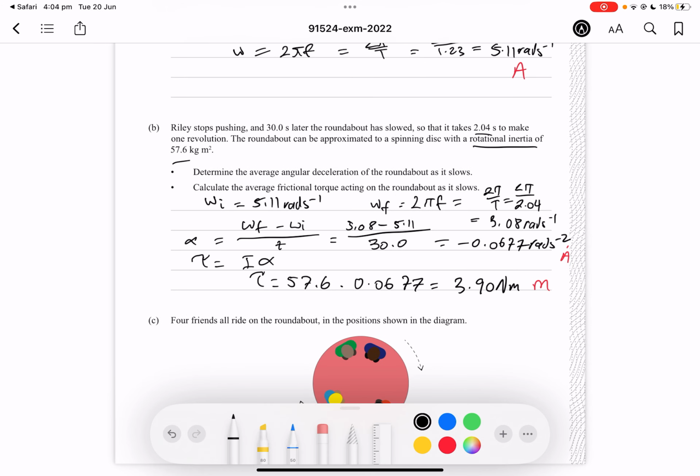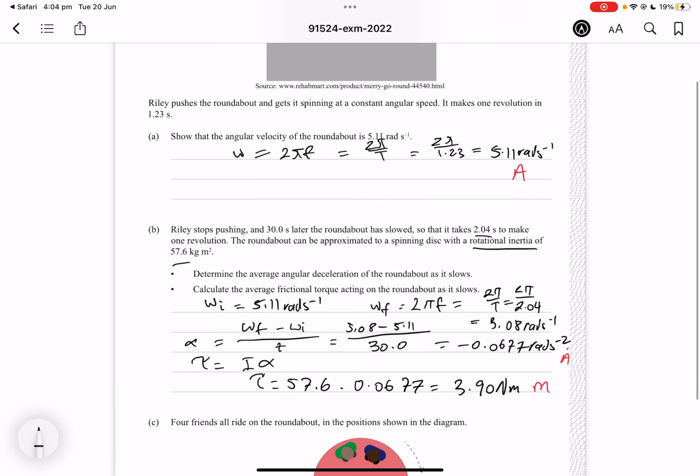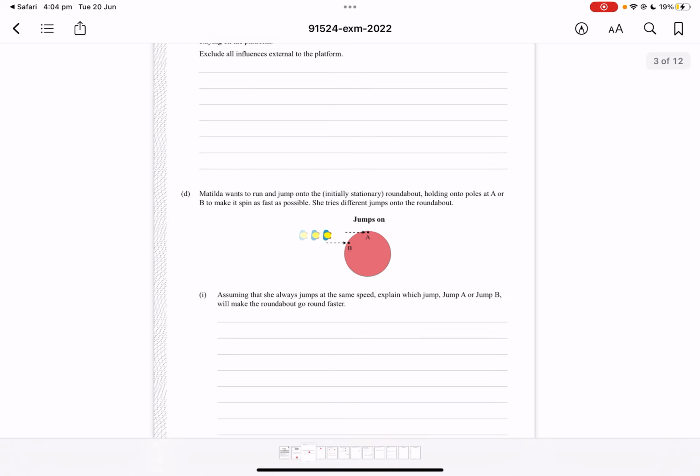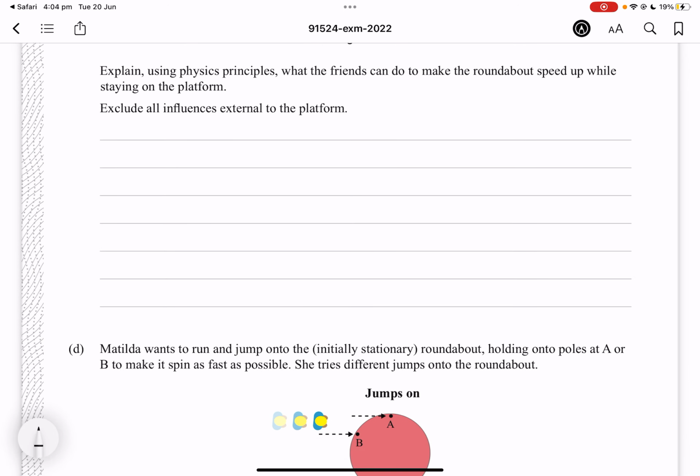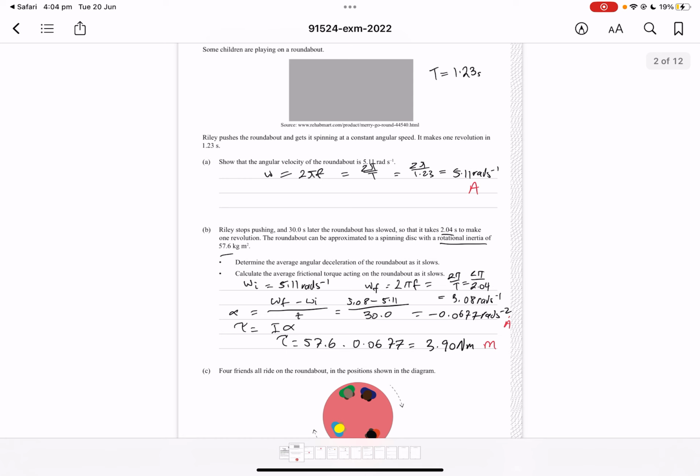For part C, we have 4 friends riding on the roundabout in the following position. They seem to be on the outside of the roundabout. Explain using physics principles what the friends can do to make the roundabout speed up while staying on the platform. In this case, we have all of the friends on the outside. So more of the weight of the system is distributed further away from the center of rotation.